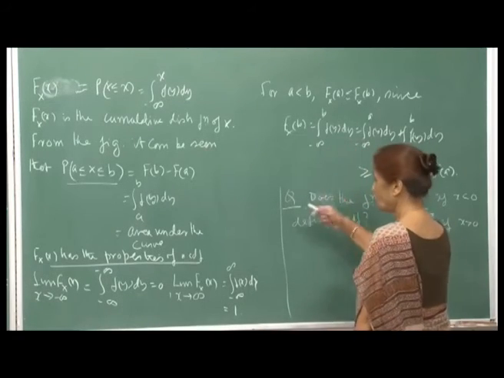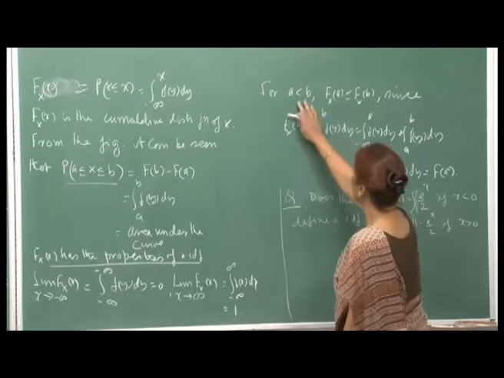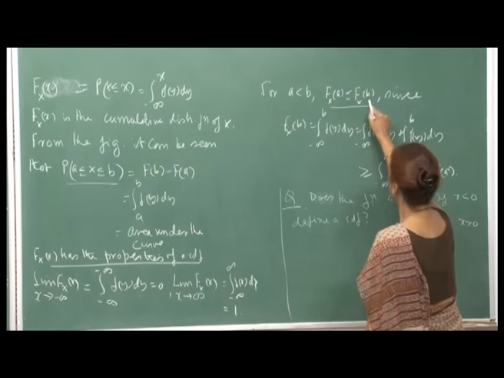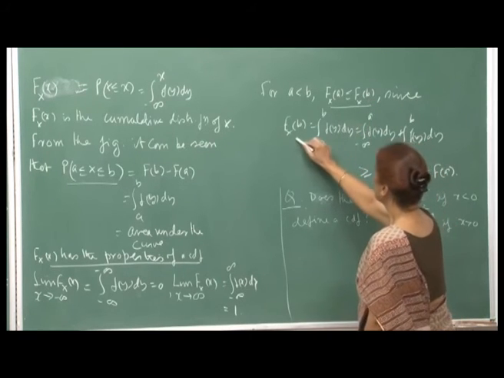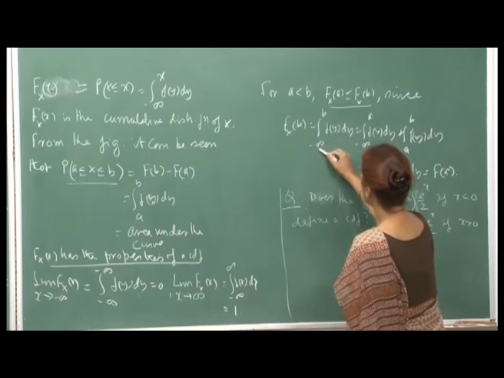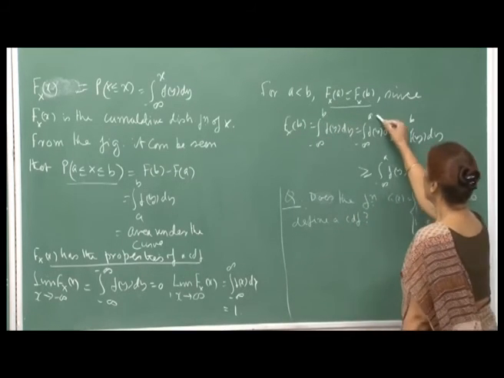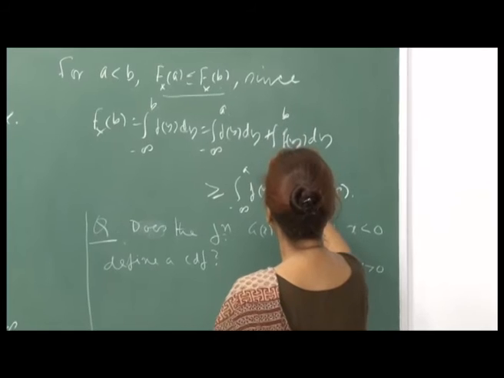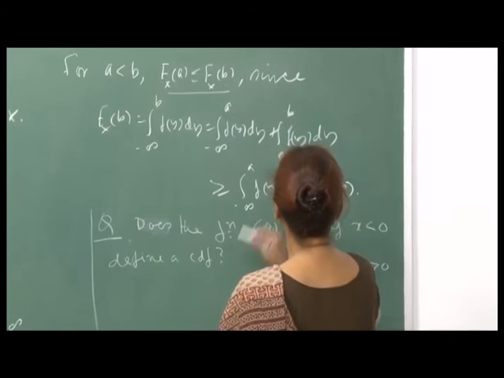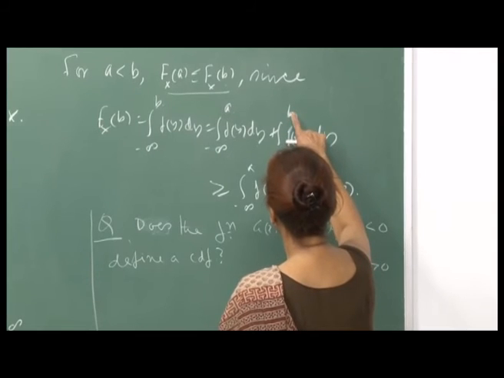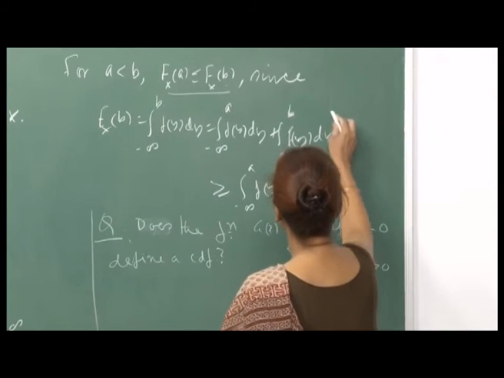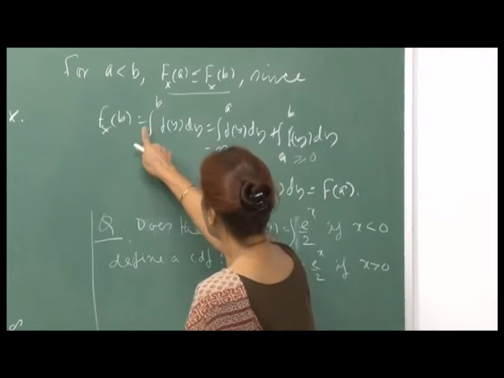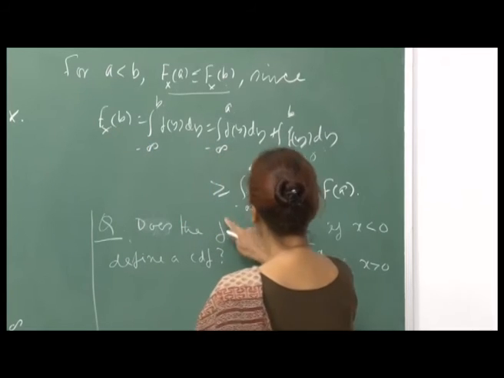And to show that it is monotonic, for a less than b, we want to show that F(a) is less than or equal to F(b). Since capital F(b) can be written as the integral from minus infinity to b, and b is bigger than a, I can break up this integral into minus infinity to a of f(y) dy plus from a to b of f. Now f is a non-negative function, and this is a finite interval because b is greater than a. So this number is non-negative, and therefore F(b) is bigger than F(a).